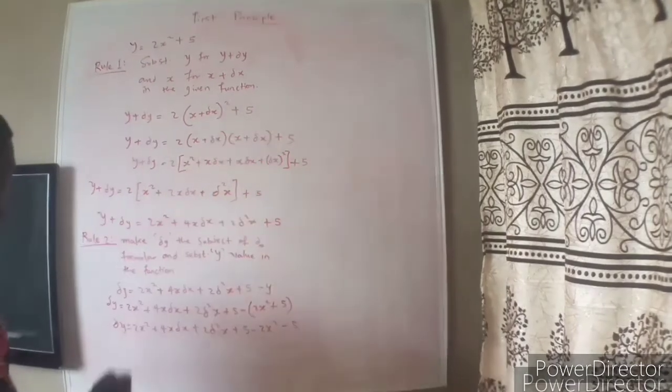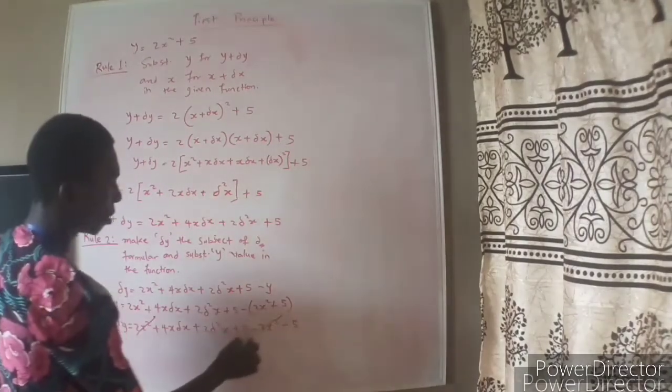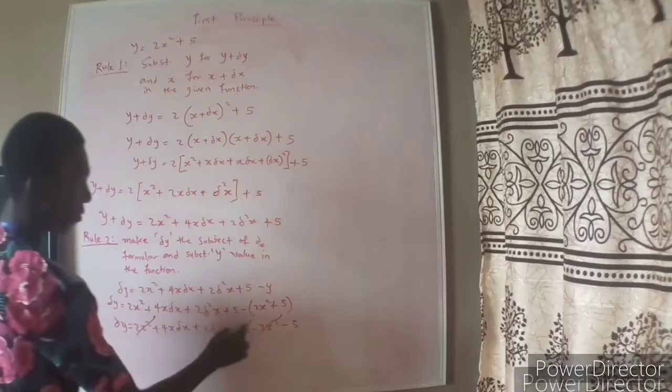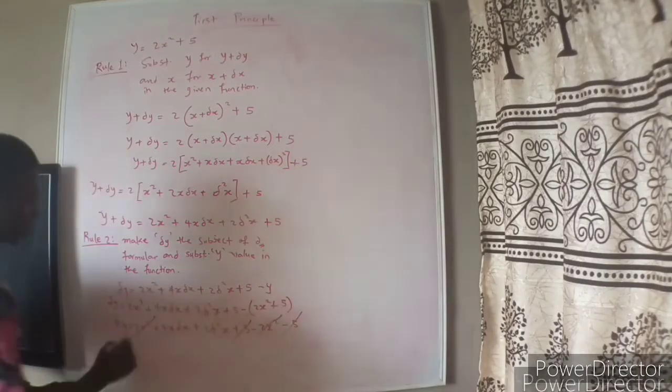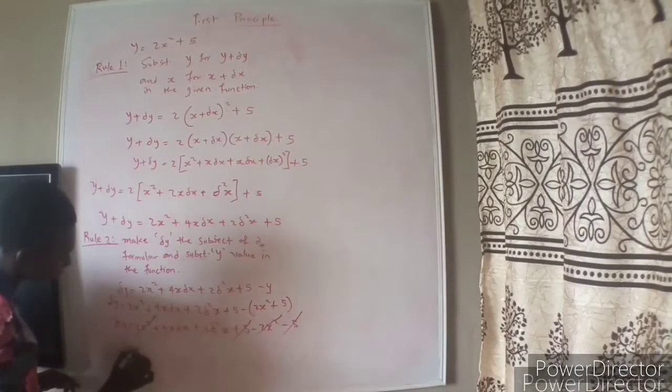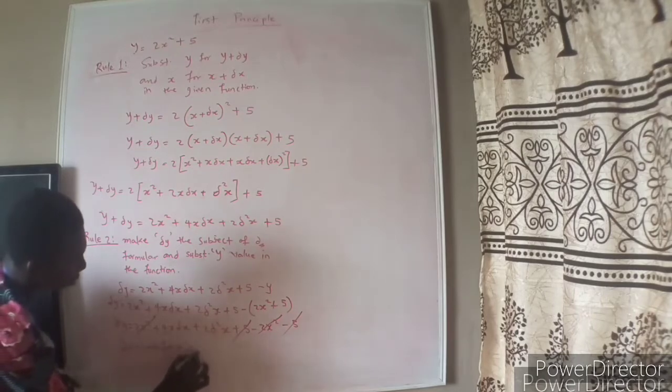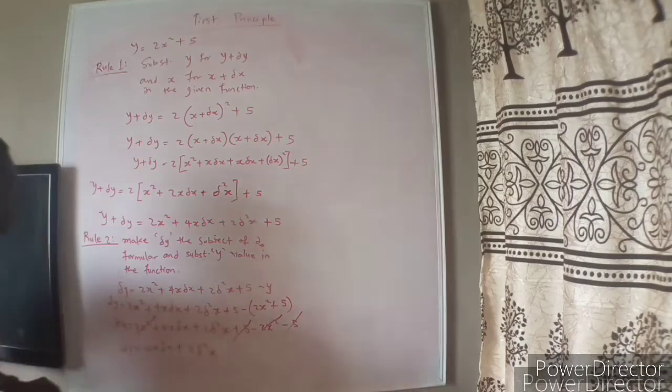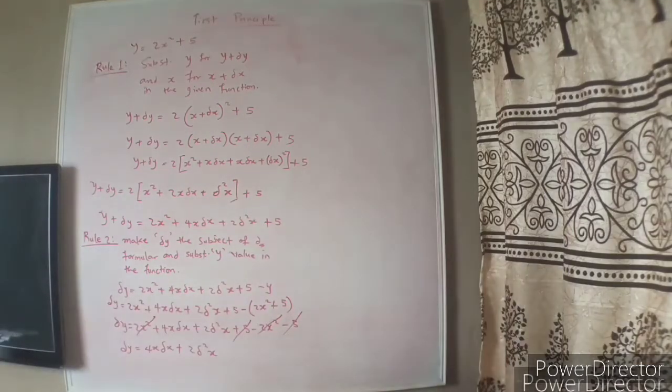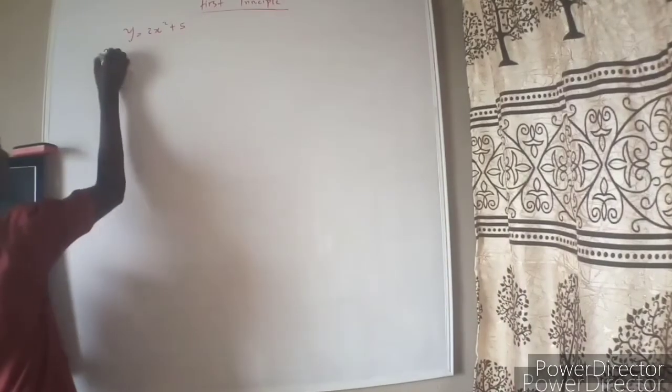Now let's check if we can cut. Plus 2x squared minus 2x squared removes each other. 5 minus 5 cancels. So what do we have left? My delta y will be equal to 4x delta x plus 2 delta 2x. We have reduced it now. So the next thing is now rule number 3.